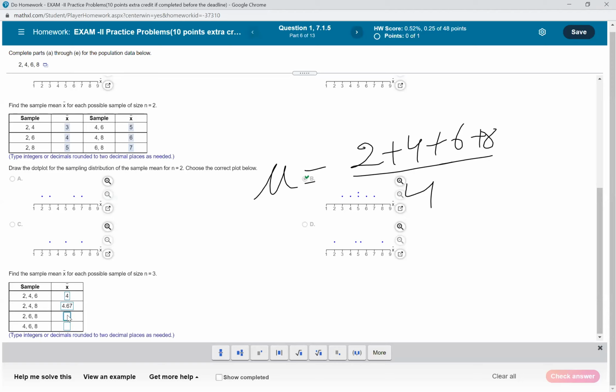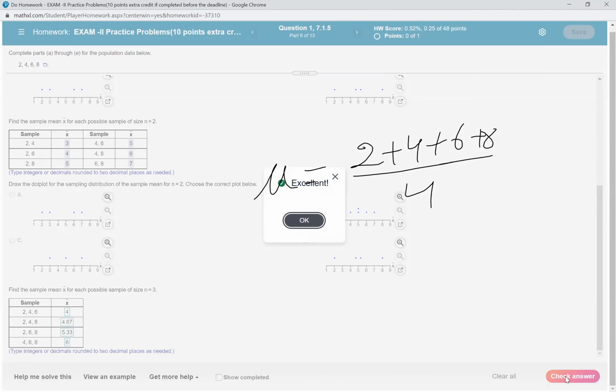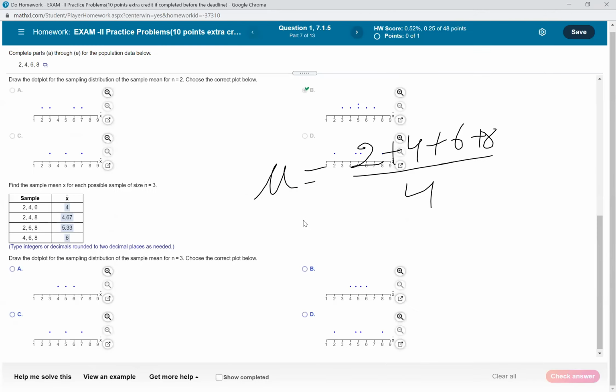So this is 16 divided by 3. So it will be 5.33. And this one will be 6. So let's check the answer. Yeah, that's correct. So we need to construct the dot plot. So we have 4, 4.67, 5.33, and 6. So that means this is not correct.